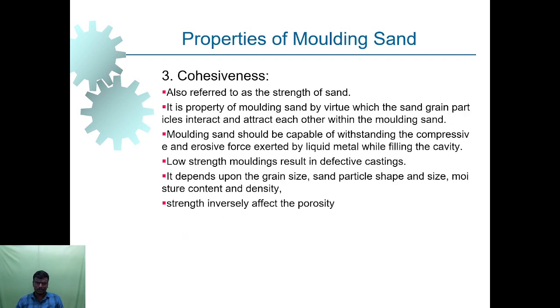The next one is cohesiveness, also referred to as strength of the sand. It is the property of molding sand by virtue of which the sand grains interact and attract each other within the molding sand. And molding sand should be capable of withstanding the compressive and erosive forces exerted by the liquid metal while filling up the cavity. Low strength molding sand results in defective castings. It depends upon the grain size, sand particle shape and size, moisture content and density. Strength inversely affects the porosity.